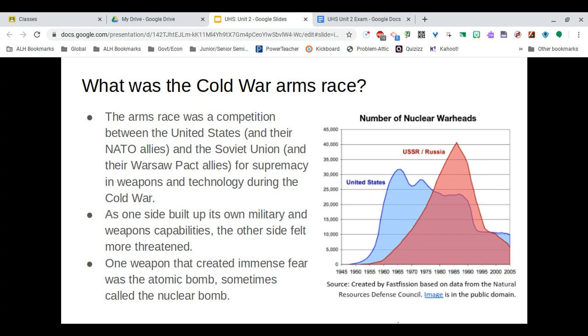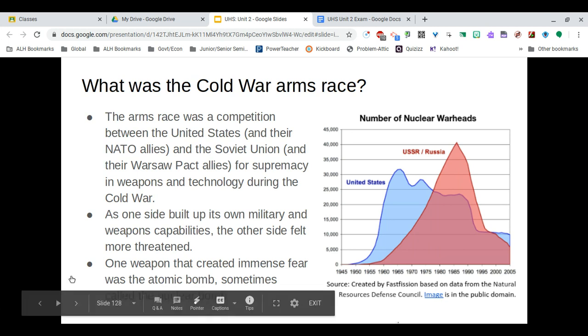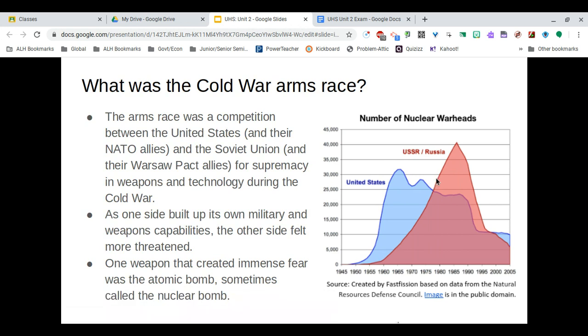We talked a little bit about this when we talked about the ending of World War II with the dropping of the atomic bomb. But the arms race is the competition between the United States and the Soviet Union. You can take a look at your graph over here, and you can see the number of nuclear warheads. The United States drastically jumped very quickly, but the Soviet Union was not that far behind. It took them a little longer, but then the Soviet Union surpassed the United States.